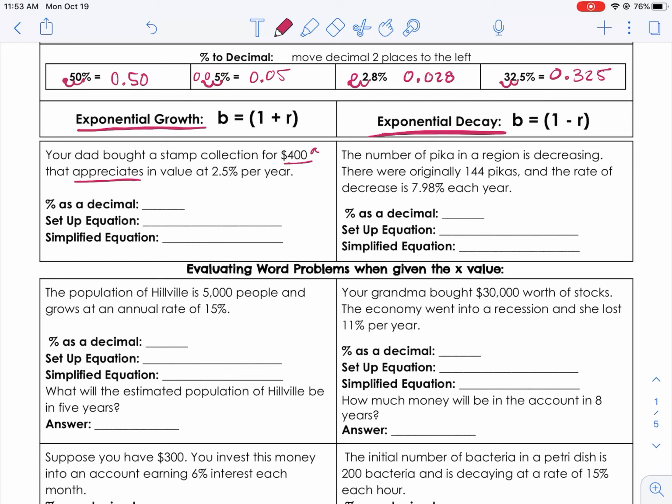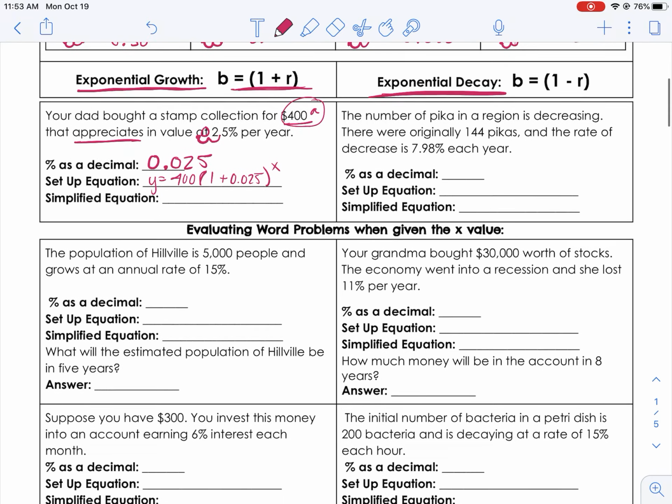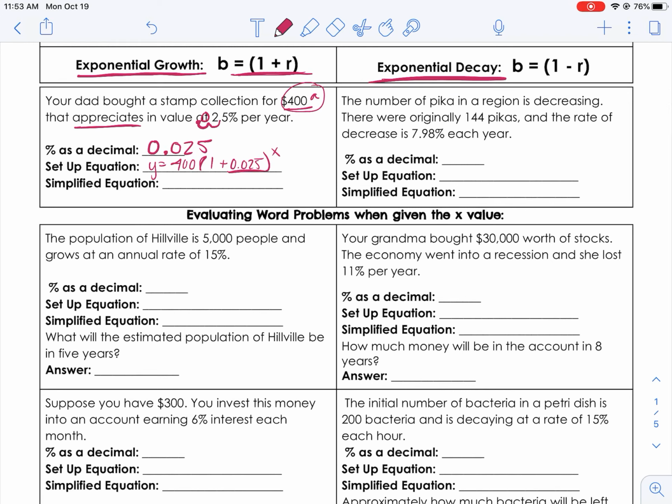So if I'm doing that, I'm going to first change this to a decimal because our equation needs to be in decimal form. So we're going to have 0.025, okay? And then when I set up that equation, since it's growth, I'm going to add 1 to my rate of change. So I've got y equals my initial, so 400 times 1 plus 0.025 raised to the x, okay? Because it's not just that extra 2.5 cents, it's my whole dollar plus an extra 2.5 cents.